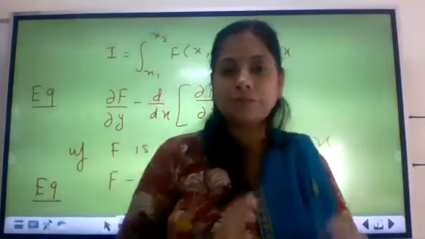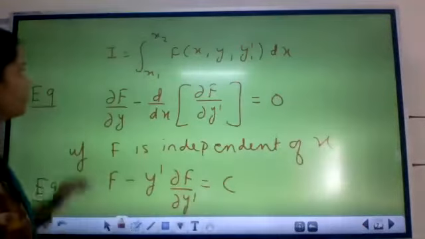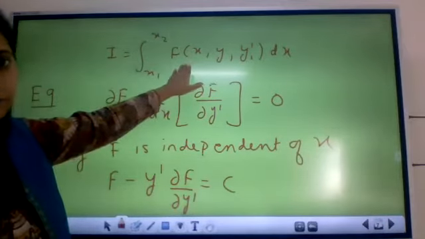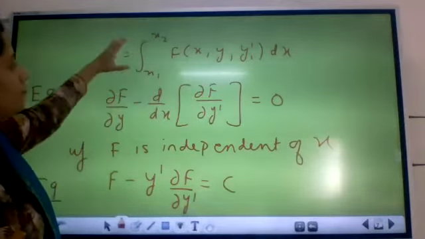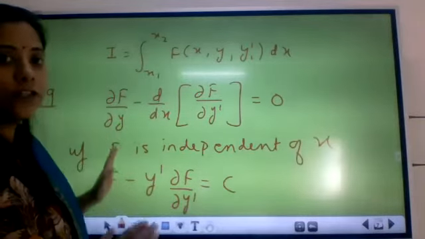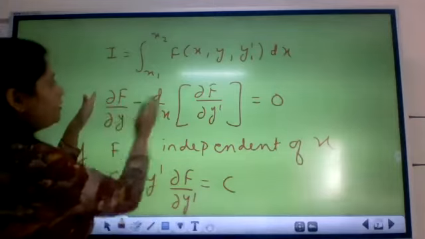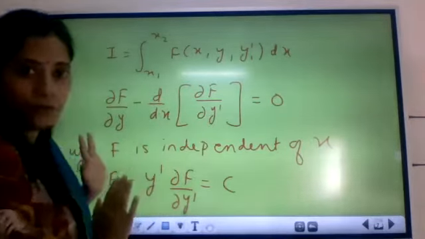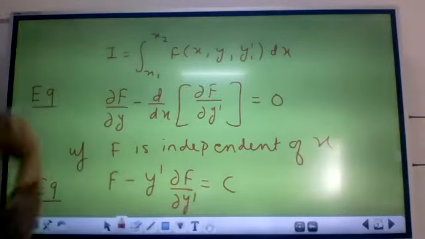Let's see this. Now I told you that this is known as a functional, and we have to find the extremal value of this functional. The working procedure was: find del f by del y dash, put it in the Euler's equation, equate it to 0 and solve. This is called the Euler's equation.